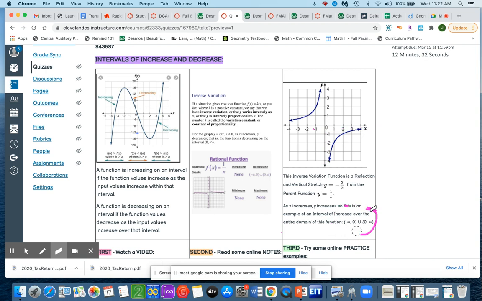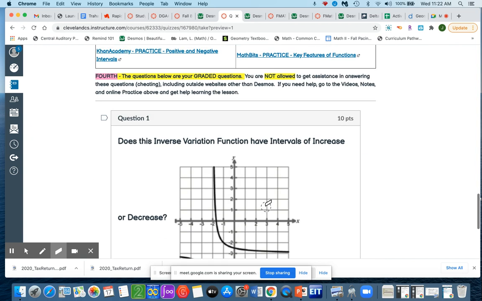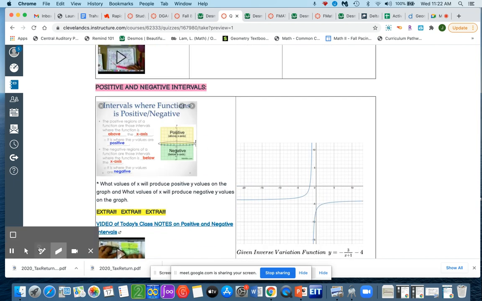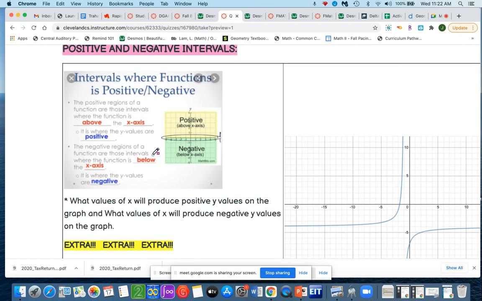Yes. Alrighty. The bottom part of this, which is half the questions, talks about positive and negative intervals. And if you look at this picture right here at the bottom, you'll see it's marked off for you. Any point that is above the x-axis is going to have a positive y value, and any point located below the x-axis is going to have a negative y value.